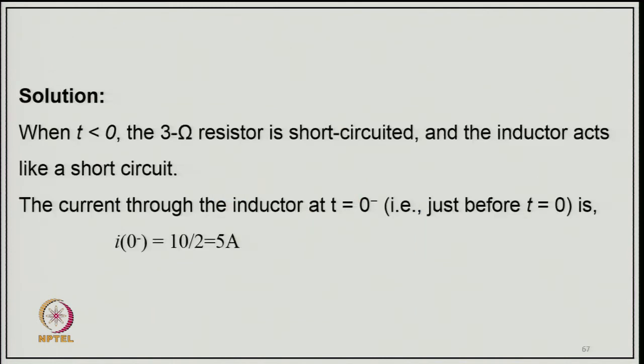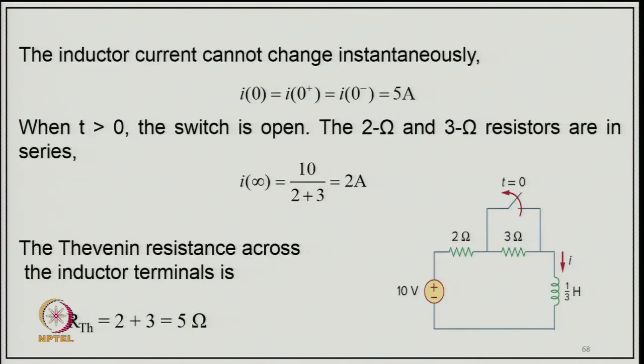So, when t is less than 0, the 3 ohm resistor is short circuited and the inductor acts like a short circuit. The current through the inductor at t equals 0 minus, just before t equal to 0, is I(0-), that is 10 upon 2 equal to 5 ampere. The inductor current cannot change instantaneously, so I(0) equals I(0+) equals I(0-) equals 5 ampere, and for t greater than 0 the switch is open.